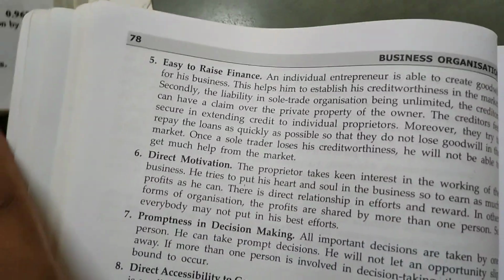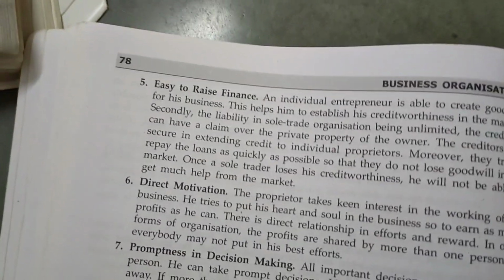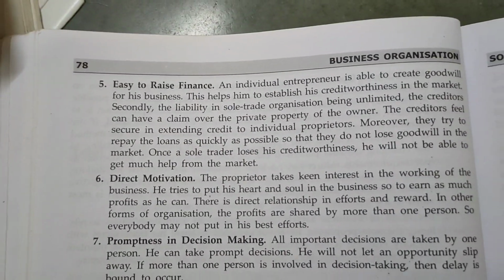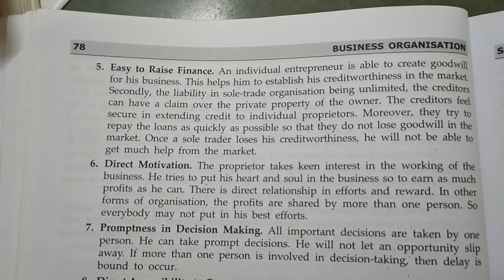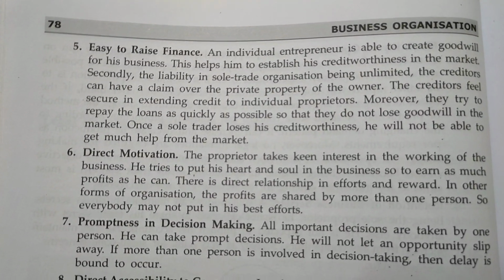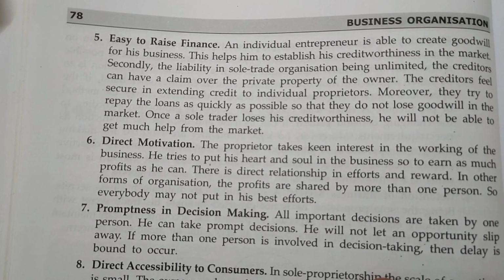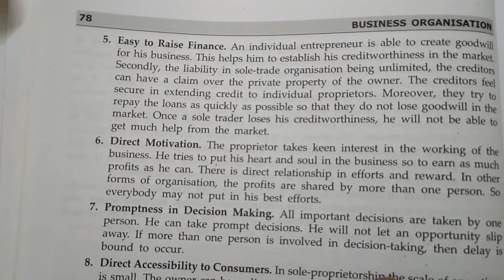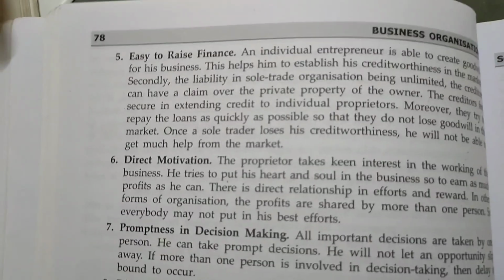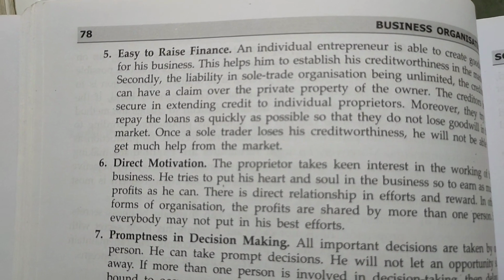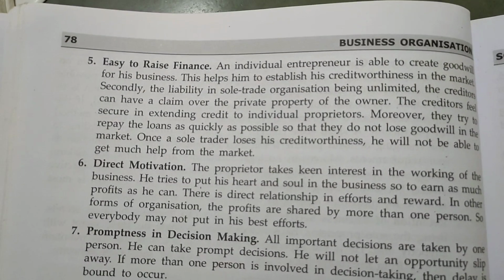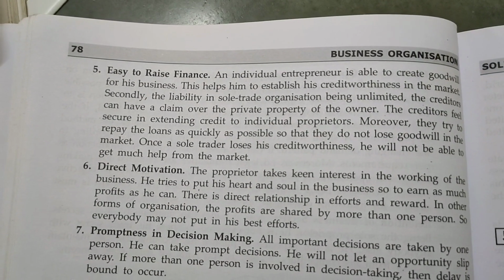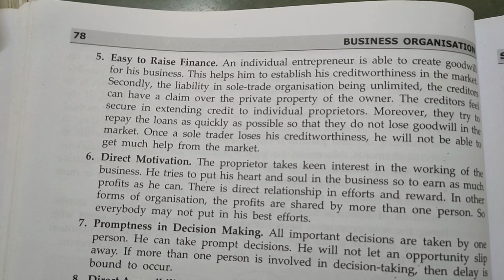The fifth one is easy to raise finance. Easy to raise finance means here an individual is an individual entrepreneur, and he will work hard for his business. Even his liability is unlimited. So he can easily create goodwill and easily get credit from outsiders. That is, he can easily raise finance from outsiders. Why? Because even his personal property is liable for that. So that's why it is easy to raise finance.